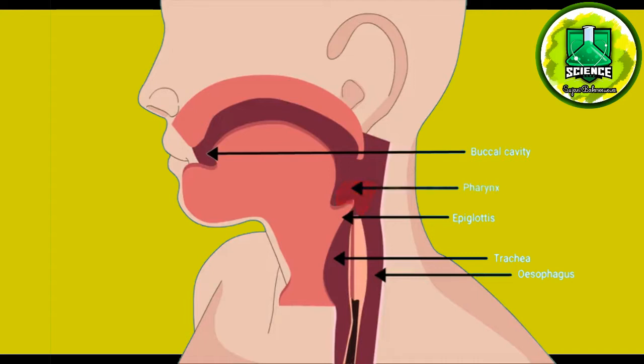Pharynx is the next part of the buccal cavity. It is a common area for both the respiratory and digestive tracts. There is a movable organ called the epiglottis found just above the opening of the trachea. When the bolus is swallowed, the epiglottis moves down to close the opening of the trachea. Then the bolus enters the esophagus without entering the trachea.